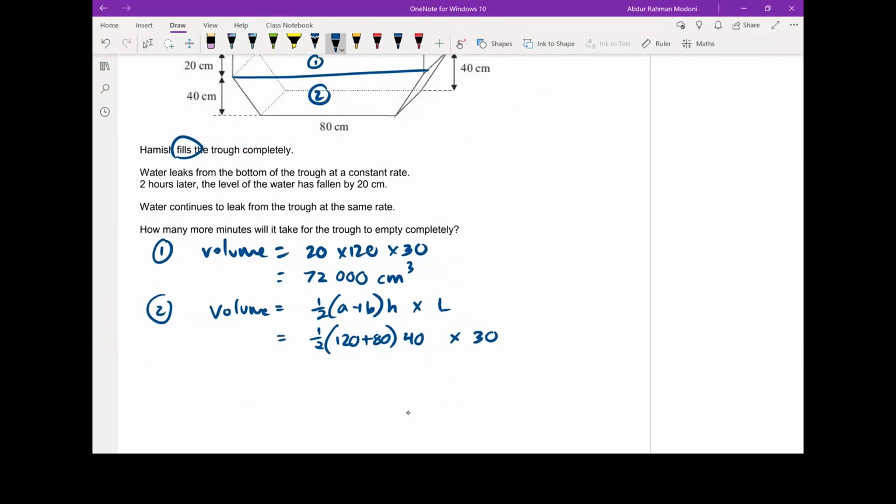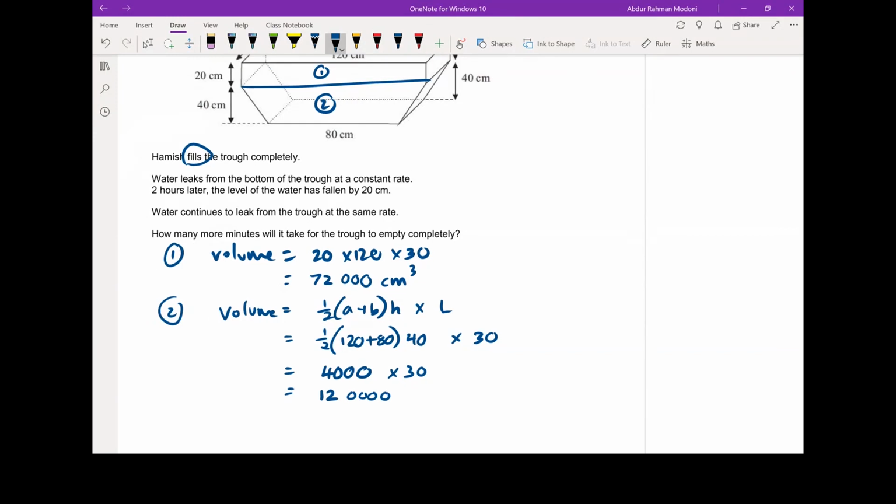Okay, so let's go and tidy this up here. So 120 add 80 is 200. Half of 200 is 100. So then we've got 100 times 40. So 100 times 40 is 4,000 times by the 30. 4 times 3 is 12, and add the 4 zeros, 1, 2, 3, 4. So that's what we have for the volume of that.